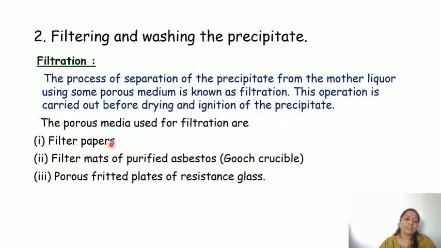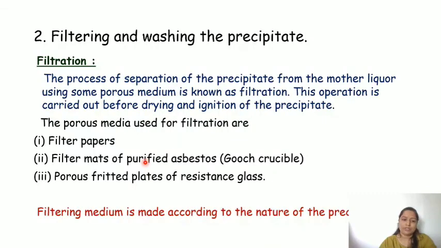In the lab generally we use filter papers. There are different types of filter paper: ordinary filter paper, Whatman filter paper number 40, 41. The choice of filter paper depends upon the nature of the precipitate. So the filtering medium is chosen according to the nature of the precipitate. Then the next point is the washing of the precipitate. After filtration, the precipitate should be washed by using some appropriate solvent. Which solvent is useful for washing? There are various conditions for the choice of wash liquid. Okay, we see them one by one.